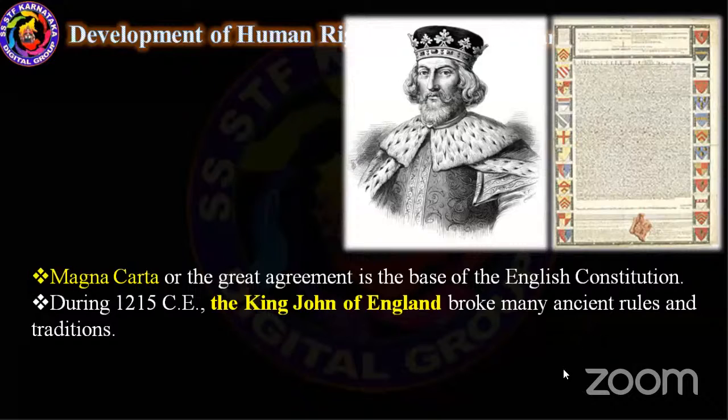In 1215 CE, Common Era, King John of England broke many ancient rules and traditions. The rule of that king was a witness of breaking.